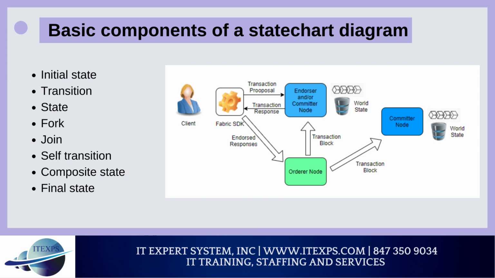There might be scenarios when the state of the object does not change upon the occurrence of an event. We use self-transitions to represent such cases. Composite state. We use a rounded rectangle to represent a composite state also. We represent a state with internal activities using a composite state. Final state. We use a filled circle within a circle notation to represent the final state in a state machine diagram.